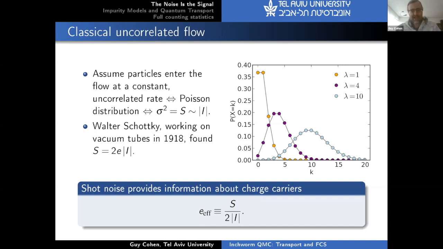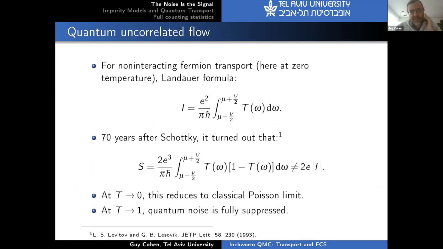So by measuring not just the current, but also fluctuations in that current, you're able to find something out about the charge carriers that generate that current. This is quite interesting, and it's clear that the information is not just in the current alone.